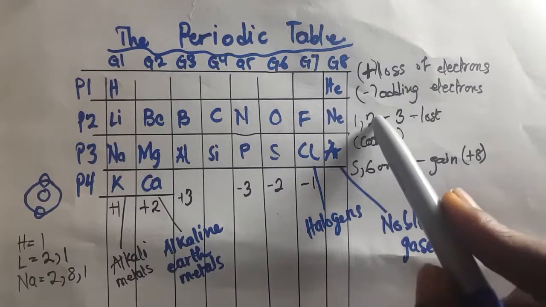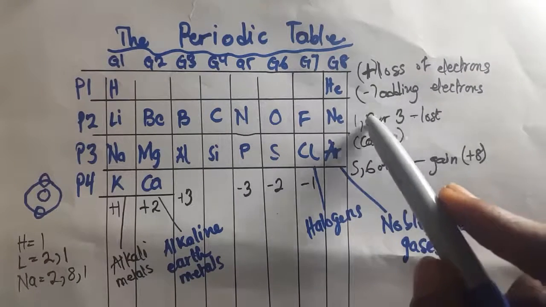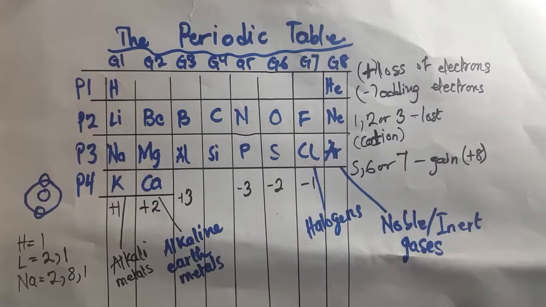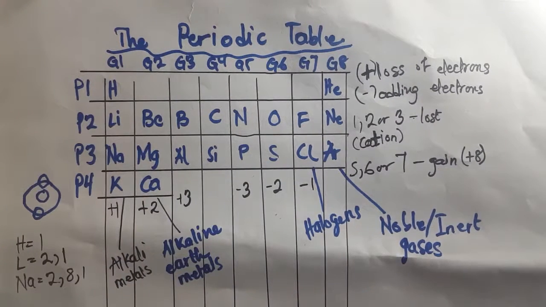So when you come here, I've written 1, 2, or 3. Now this 1, 2, or 3 is trying to say that if an element has 1, 2, or 3 electrons on the outermost shell, it loses. So you can see cation. Okay, so any element you draw the electron configuration for, you write the electron configuration, and you realize that it has 1, 2, or 3 electrons on the outermost shell, it's going to lose.